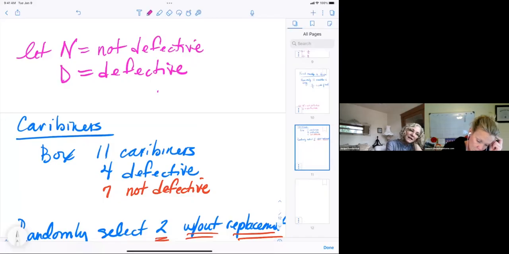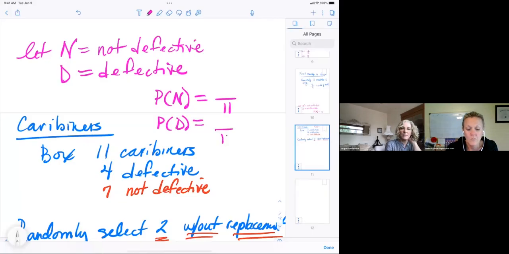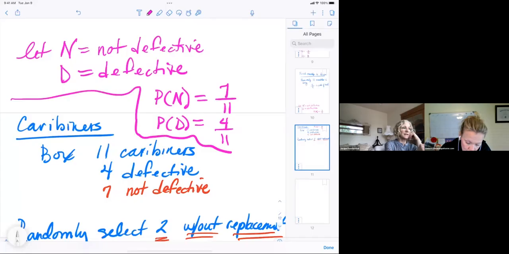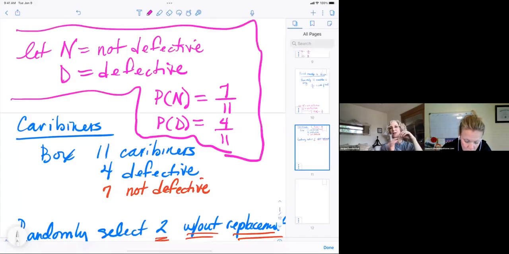So if I take, and I want to know what's the probability of drawing a not defective carabiner out of my box of 11, and what's the probability of drawing a defective out of the box of 11. So not defective, there are 7 of them. Defective, there are 4 of them. So these are just probabilities and other things that I want to consider as I answer the questions. So I wasn't asked to do this, but I need to do this so I can understand how to find the probabilities as we go.